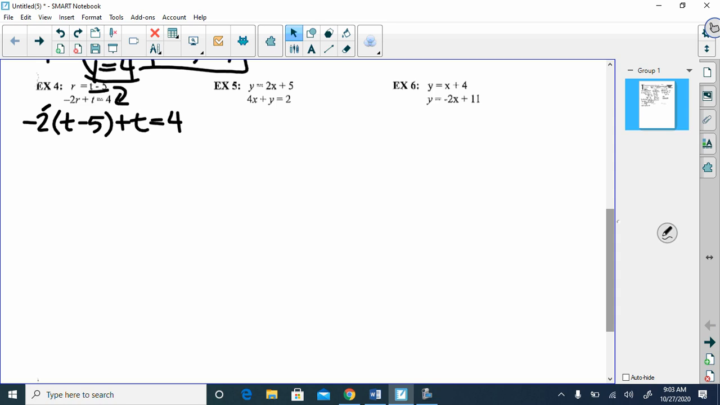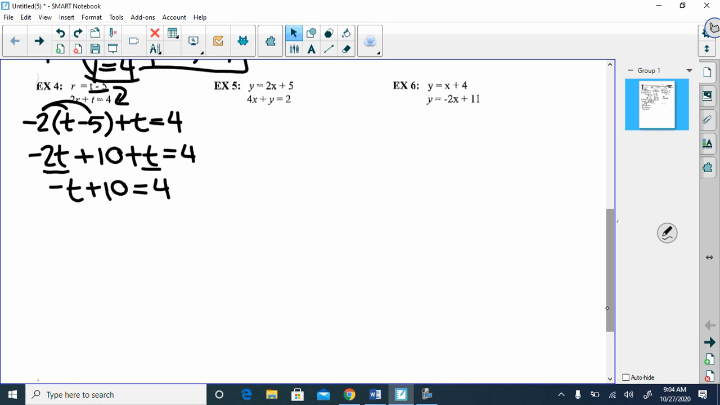Good. So negative 2 times t gives me negative 2t. And then negative 2 times negative 5 is going to give us positive 10. Very good. And we still have plus t equals 4. Okay? So now what should we do? Right. I've got negative 2t and positive t. If I put those together, I'm left with, very good, plus 10 equals 4.